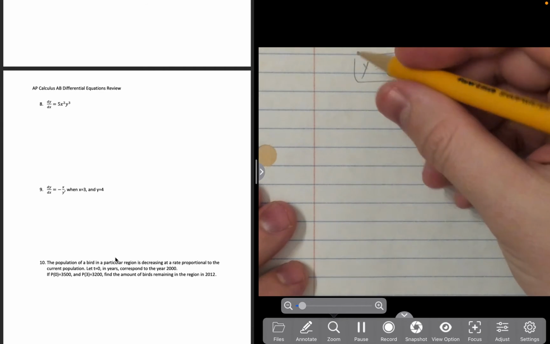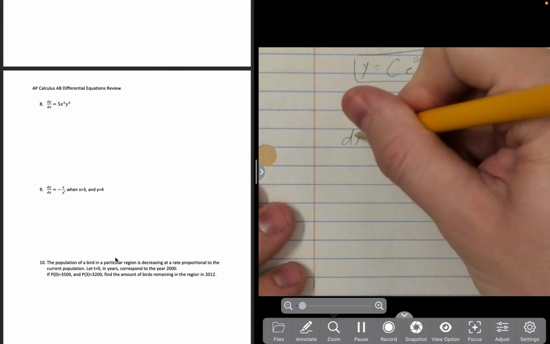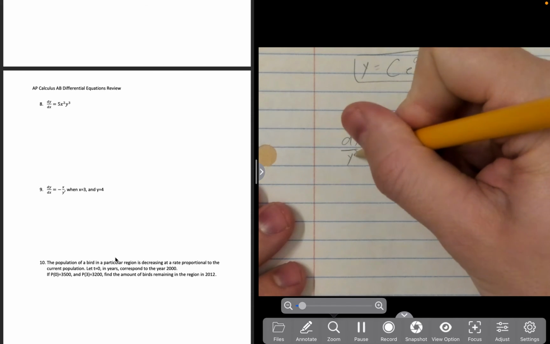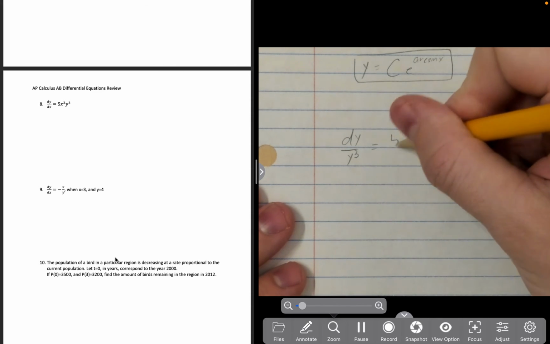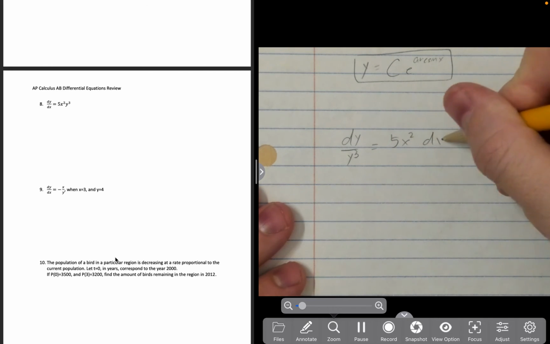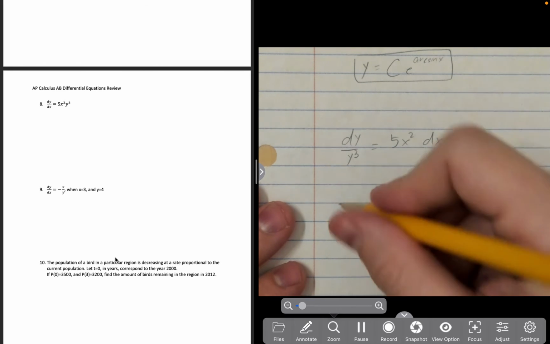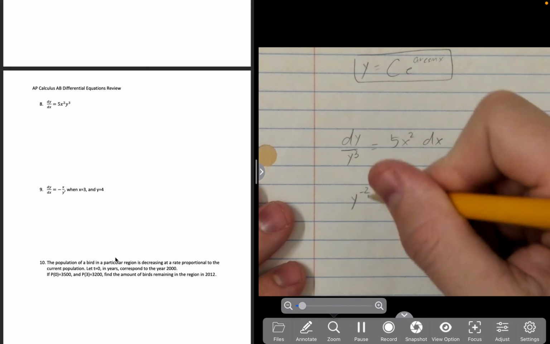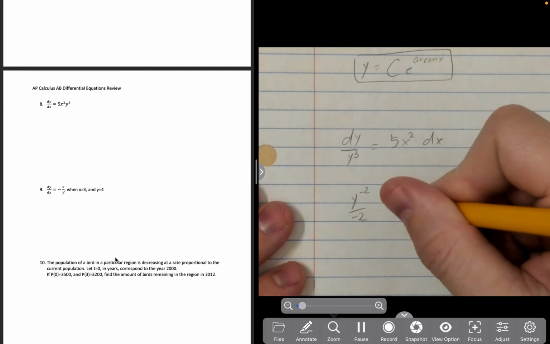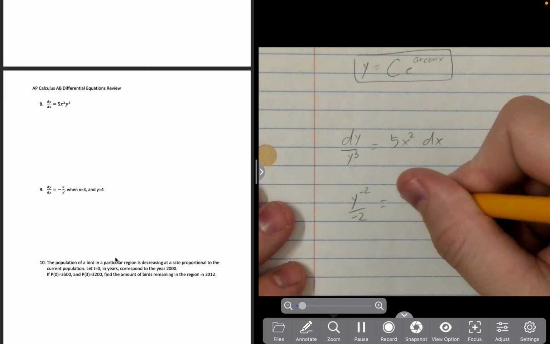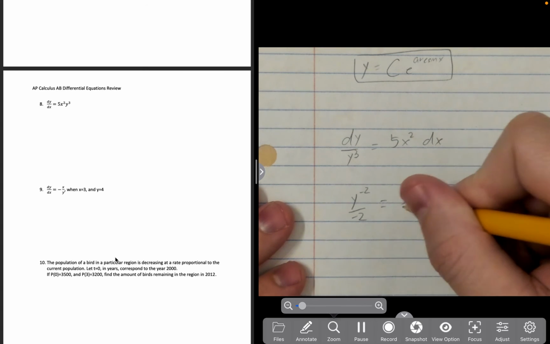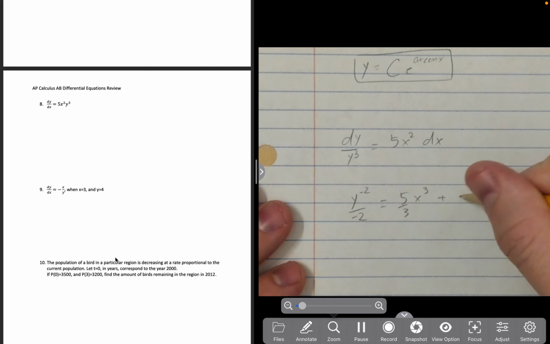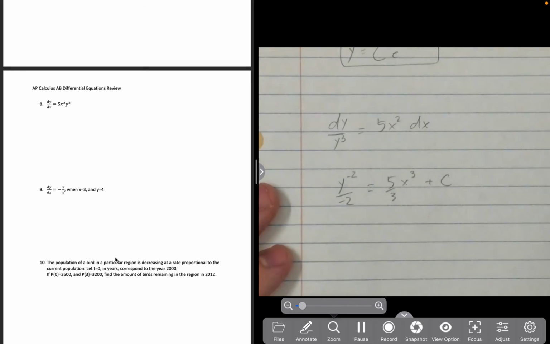Let's go ahead and separate these variables. We'll have a dy over y cubed and a 5x squared dx. This is going to be a reverse power rule. That's really y to the negative third, so we're going to add 1 to that exponent and divide by that new exponent. And now we're going to add 1 to our exponent and divide by that new exponent. Don't forget a plus c.